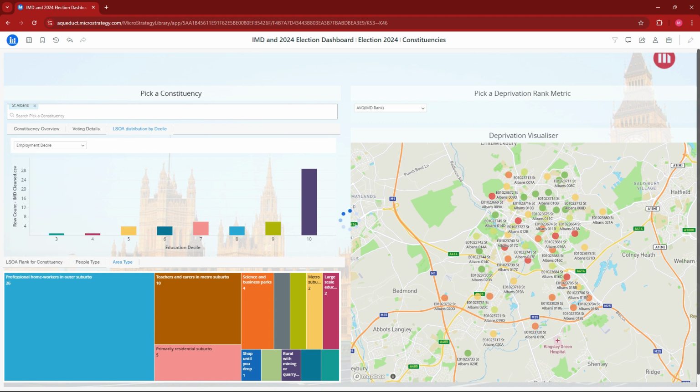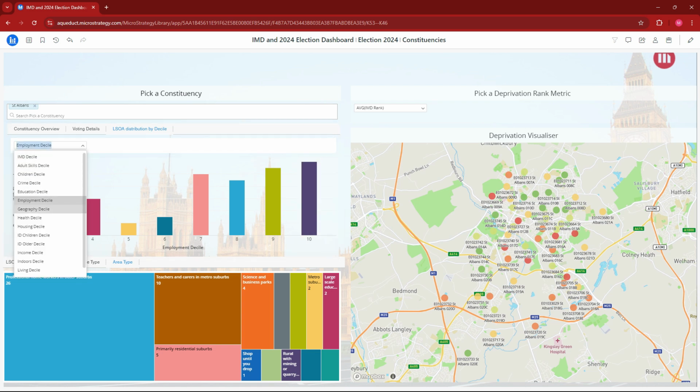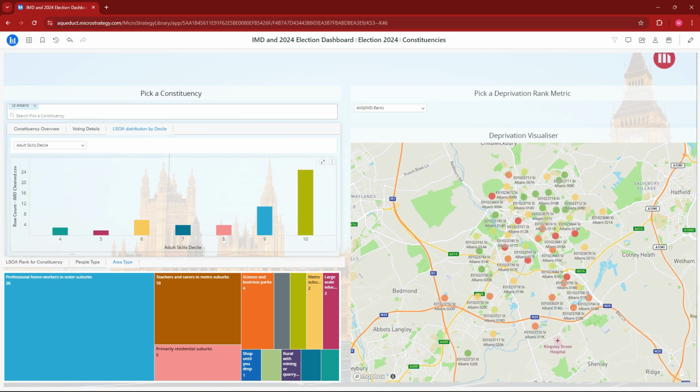Let's have a look at employment. Bit more of a mixed picture, but still, a lot of LSOAs in the higher deciles. If we look at adult skills decile, yes, a bit more of a mixed picture, but still very much in the higher deciles. And the lowest decile that we see there is decile number 4. Okay, so that's the picture for St. Albans. Not far from London, direct links to the capital, good employment, good education.